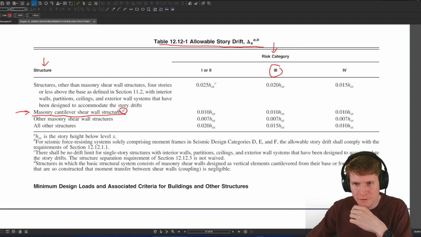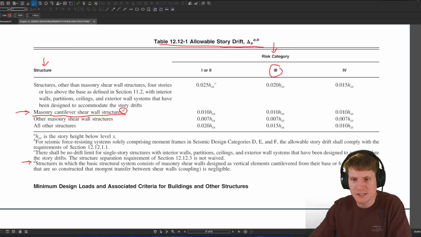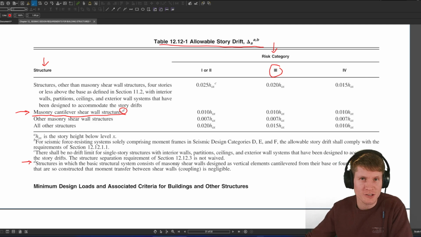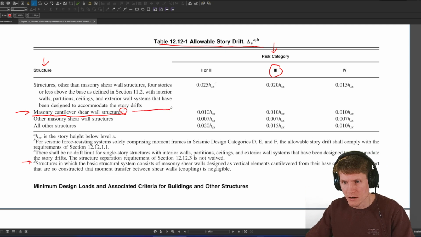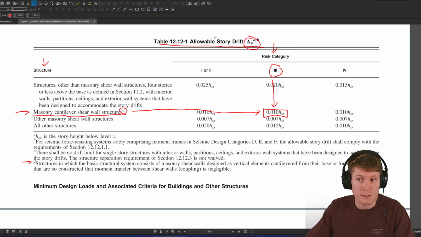There is a footnote there. Let's always read our footnotes. Structures in which the basic structural system consists of masonry shear walls designed as vertical elements cantilevered from their base or foundation support that are so constructed that moment transfer between shear wall couplings is neglected. Let's assume that here today. So if we go over and we come down, that's going to land us with this equation here. So delta sub A, or our allowable story drift, is equal to this equation.